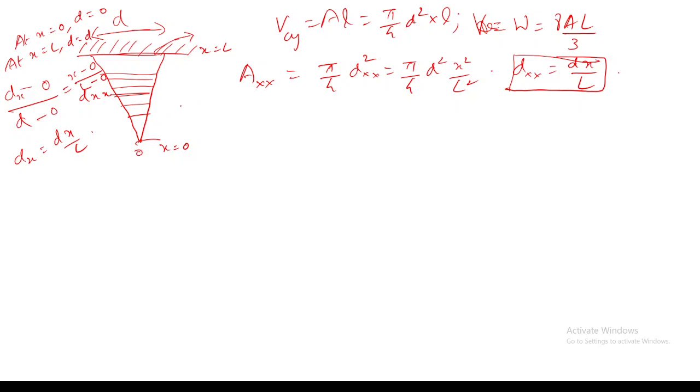So the area I can write as pi by 4 d square, the area of this cylinder, so I can rewrite this as A into x square divided by L square, where A is the area of the top fiber, pi by 4 d square. Now I am imagining a cross section here at a distance of x. What will be the value of load W, or the load gamma into Axx into x divided by 3?